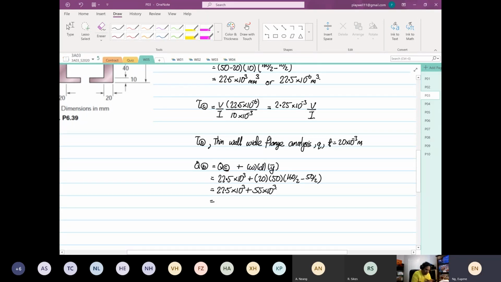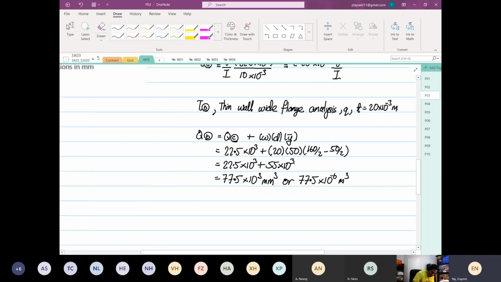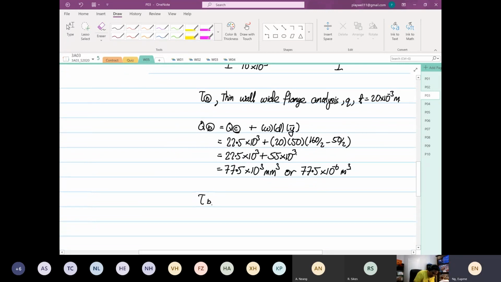So this is equal to 77.5 times 10 to the power 3 millimeters to the power 3, or 77.5 times 10 to the power minus 6 meter cube. Okay, so over here the shear at point B is equal to V Q over I. V over I is constant regardless whether it is thick wall or thin wall. So now you have 77.5 times 10 to the power minus 6 divided by the thickness, which is equal to 0.02. And then you only need to do a 1 down here because it's what? Wide flange.